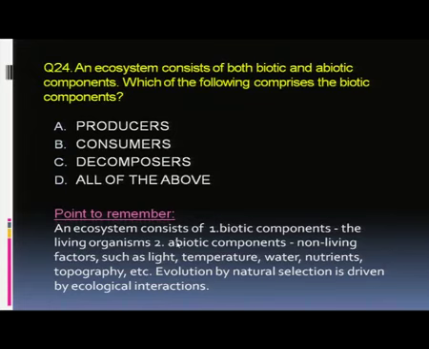An ecosystem consists of biotic components, the living organisms, and abiotic components, which are the non-living or physical factors like light, temperature, water, nutrients, topography, etc. Evolution by natural selection is driven by these ecological interactions between the biotic and the abiotic as well as among themselves.